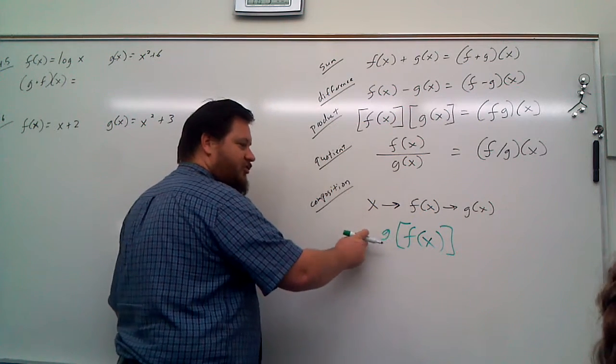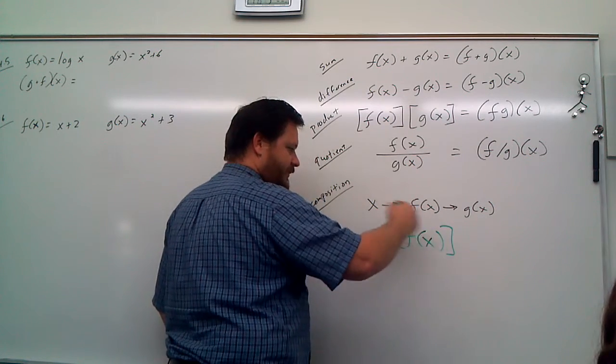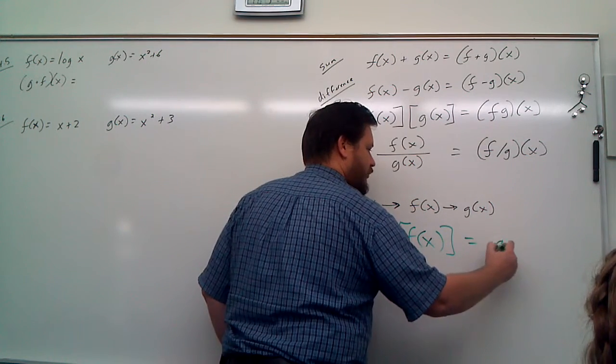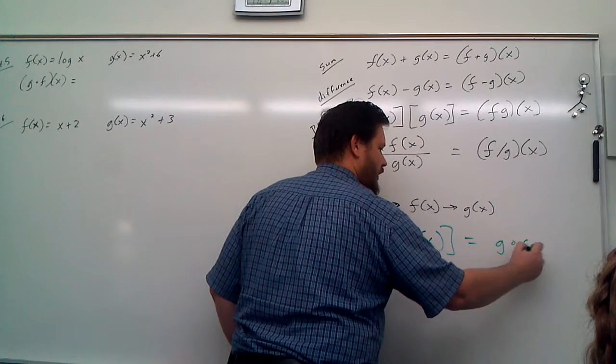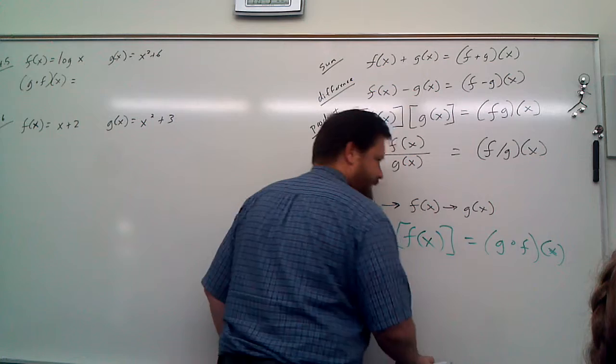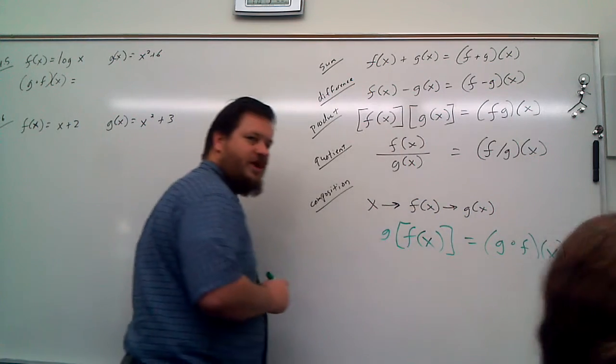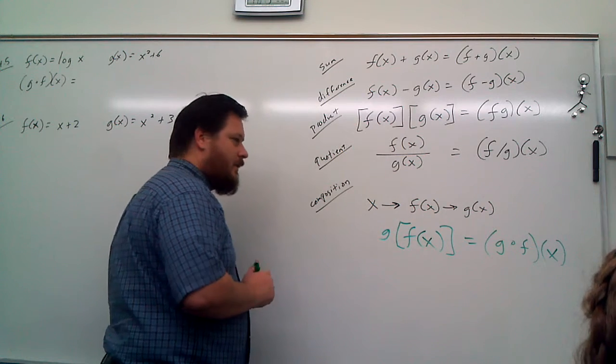So, this would be g of f of x. This is a lot of parentheses, so we can also write this as g, a little circle, f of x. So g of f of x.